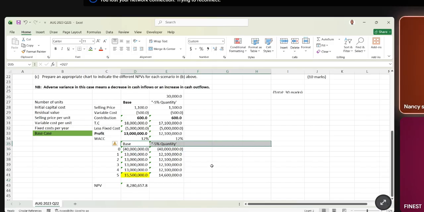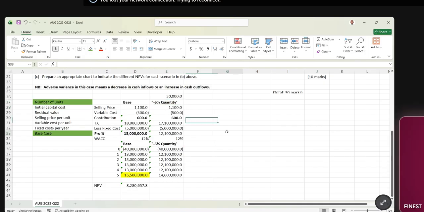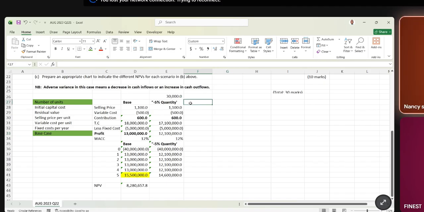If you have a question, please say. So we are done with the quantities. Initial capital, cost of capital. Now, this one here, is it a cost? Is it a benefit? Is it a cash inflow or a cash outflow? Outflow, is it? So will it go down or up?